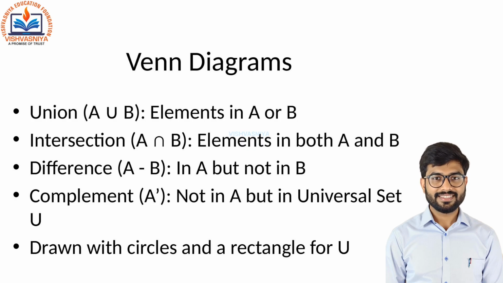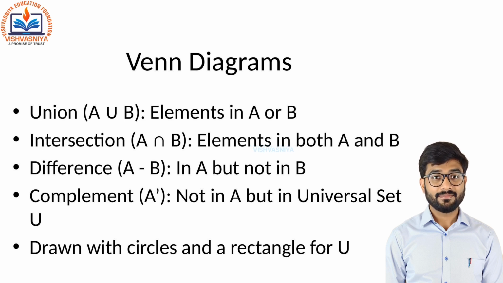Let's go through the basic operations one by one. Union of sets. We say A union B when we are referring to all elements that are either in set A or in set B or in both. It is written as A ∪ B. Intersection of sets. We say A intersection B when we are referring to the elements that are common to both set A and set B. It is written as A ∩ B.